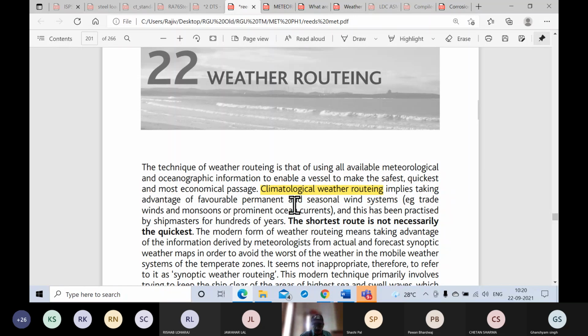Climatological weather routing. The advantage of weather routing, obviously, is done only for economy and more speed. That is the idea. But this one implies taking advantage of favorable permanent and seasonal wind systems. Examples: trade winds, monsoons, etc. Or prominent ocean currents, which are not seasonal, which are present all the year round. So this is the weather routing which takes into account permanent systems.